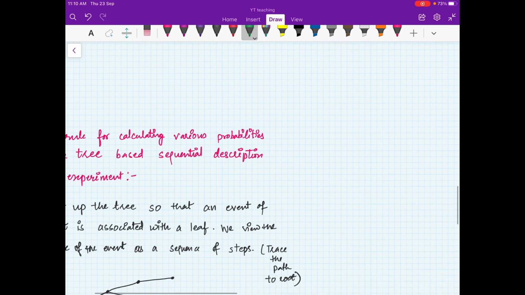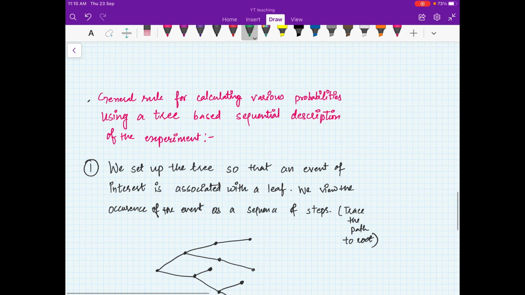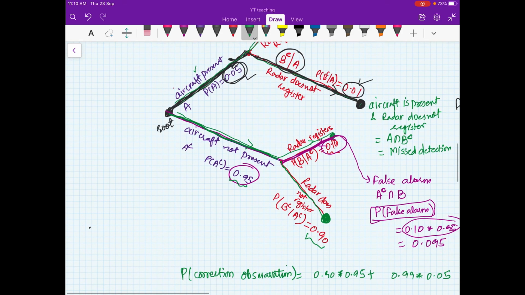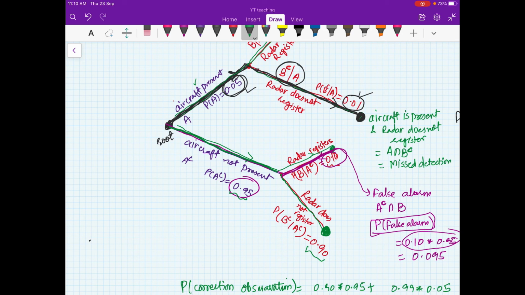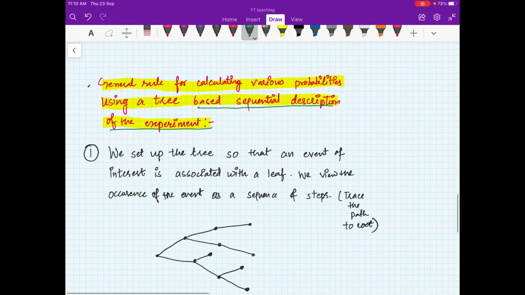So I have summarized what I have done in this problem, and we will use it for many problems, right? So this is the general rule for calculating various probabilities using a tree based sequential description of the experiment. The first step is you will make a tree of the outcomes of your experiment, right? Like here I have done, okay, this is the possible things which can happen in my experiment. I just made a tree. So you will make a tree.